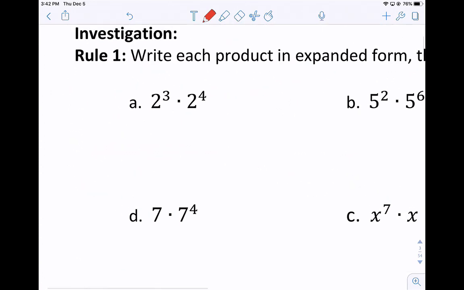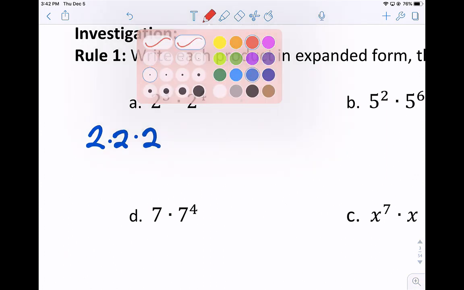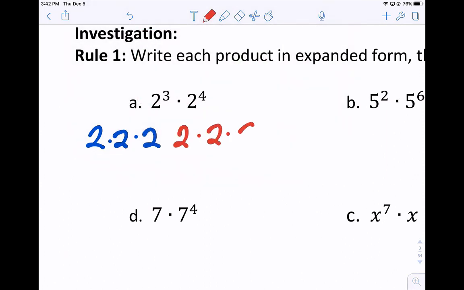So we'll do the first one together in class, and we'll say, all right, 2 to the third, what does that mean? It means 2 times 2 times 2. And 2 to the fourth, what does that mean? 2 times 2 times 2 times 2. How many 2's do we have? So again, this right here that I just wrote, this is the expanded form.